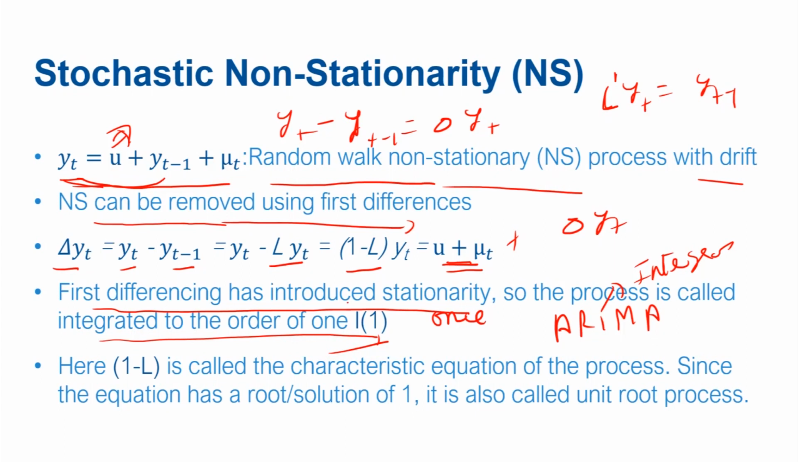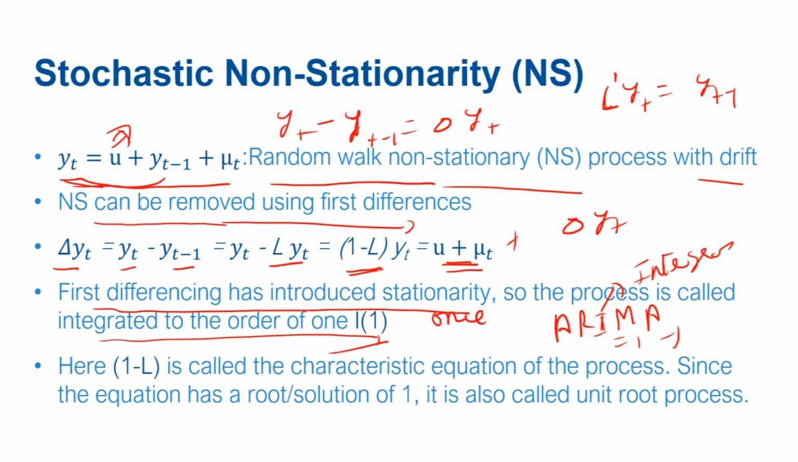You account for the non-stationarity by taking the first difference. In this case, it is integrated of order 1, so you have to take only the first difference. It could have been second order non-stationarity, then you would have to take the first difference 2 times, and in that case this I value will change from 1 to 2. So depending upon the order of integration, the I value changes, and this is how you account for that non-stationarity.